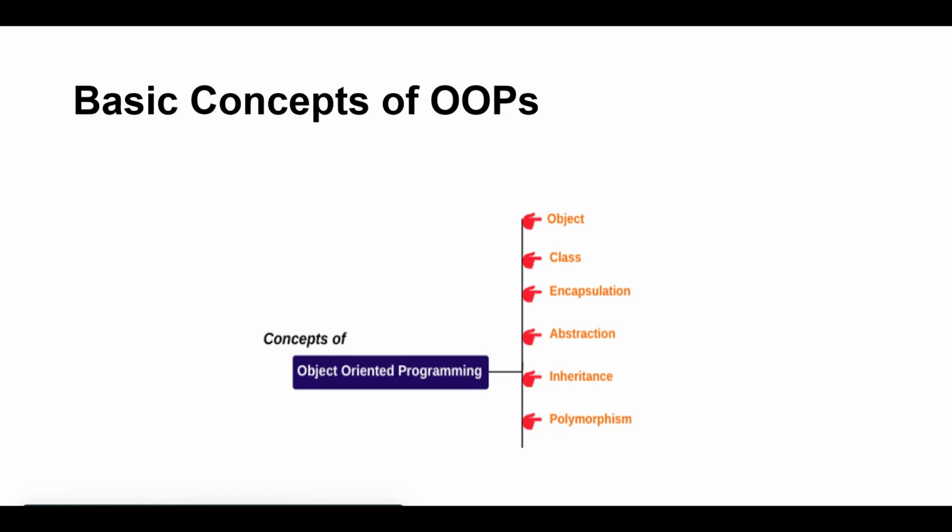And the last term is polymorphism. Polymorphism means the ability to take more than one form. For example, we can take the example of a student. A student can play multiple roles. When he comes to college, he behaves like a student. When he goes to the hospital, he behaves like a patient. That means one person can behave in different ways. This is known as polymorphism. The same concept we implement in the programming language also, so the same function can be used in different ways.